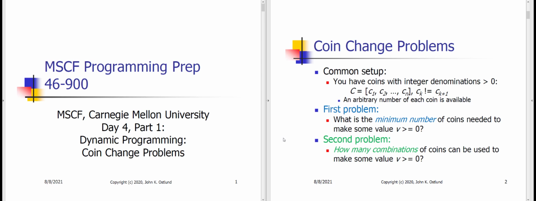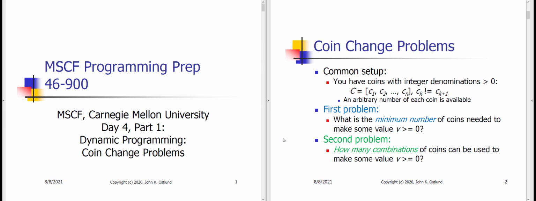In Day 3, Part 2, we went through the 0-1 knapsack problem. In this part, we're going to take a look at making change using a certain set of coins. And there are actually two different formulations of this that you might encounter. There may be other formulations as well, but these are the two common ones.